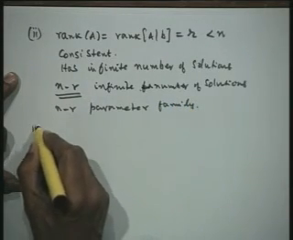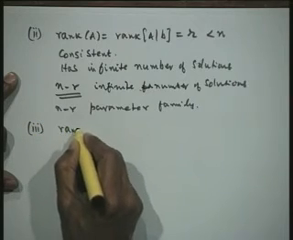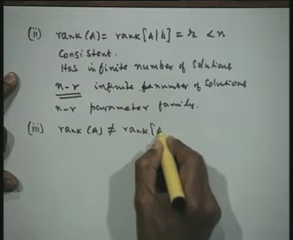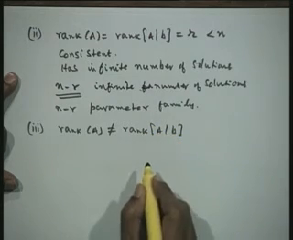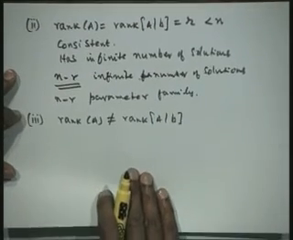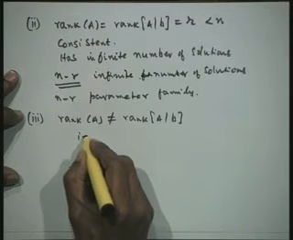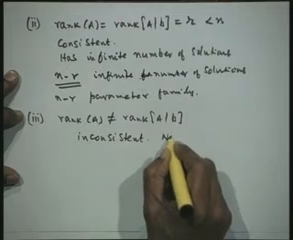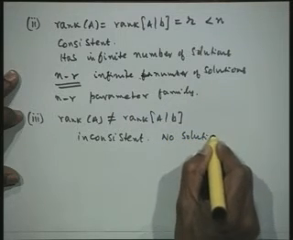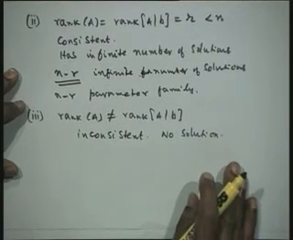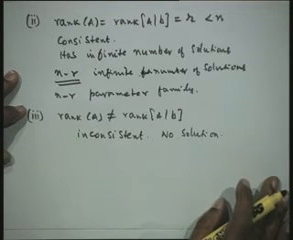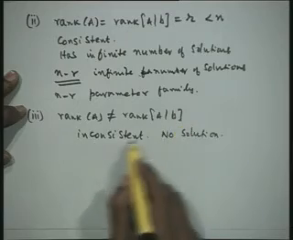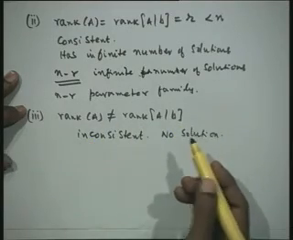And lastly, if the rank of A is not equal to rank of AB, then the system is inconsistent, and that means the problem has no solution. That means rank of A is 2 say, and rank of AB is 3, then in that case the system has no solution.